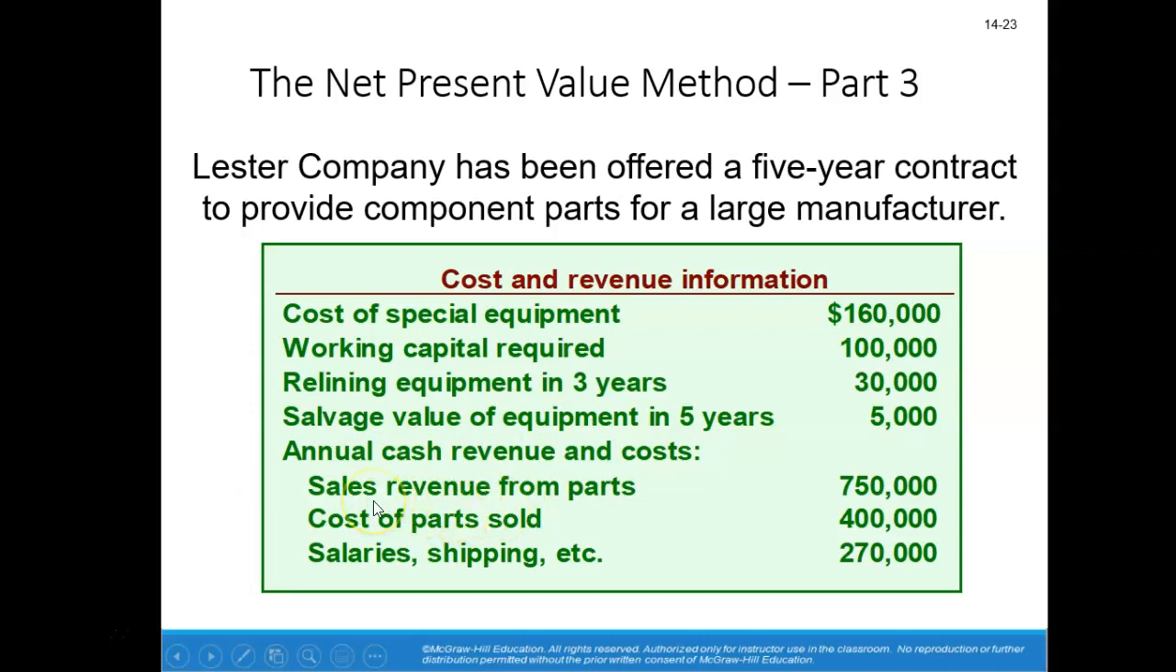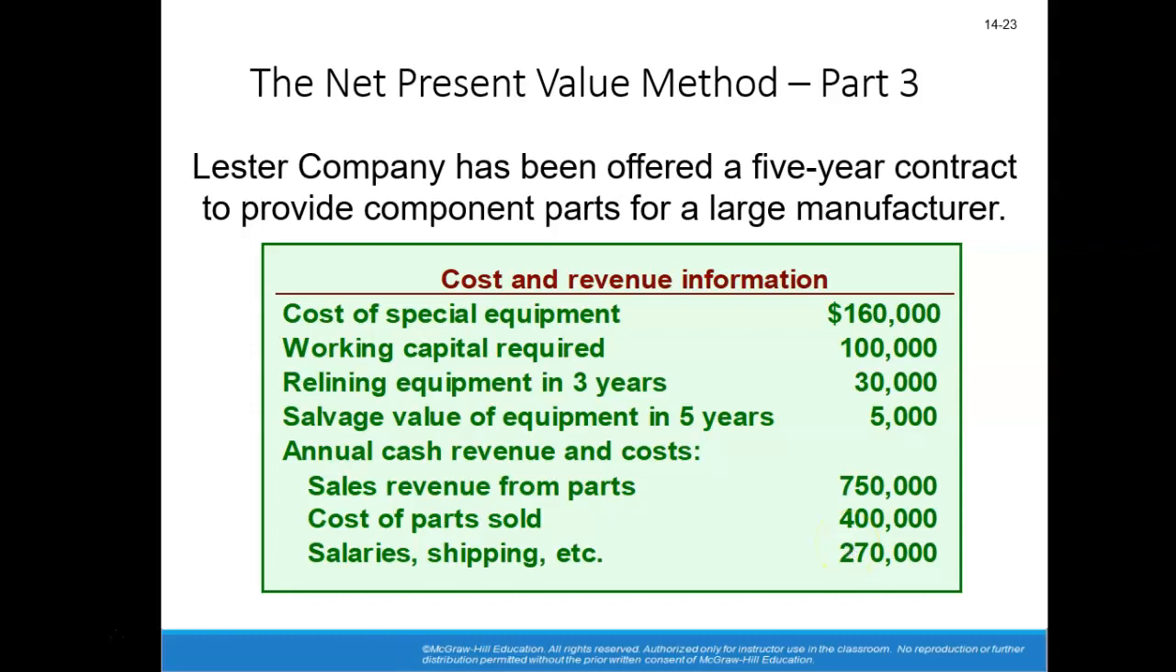But then we have the annual cash revenues and costs. The annual sales revenue over the 5 years is going to be $750 per year. Our cost of parts sold each year for 5 years is going to be $40,000 per year. Salary, shipping, etc. is going to be $274 a year over this 5-year contract.